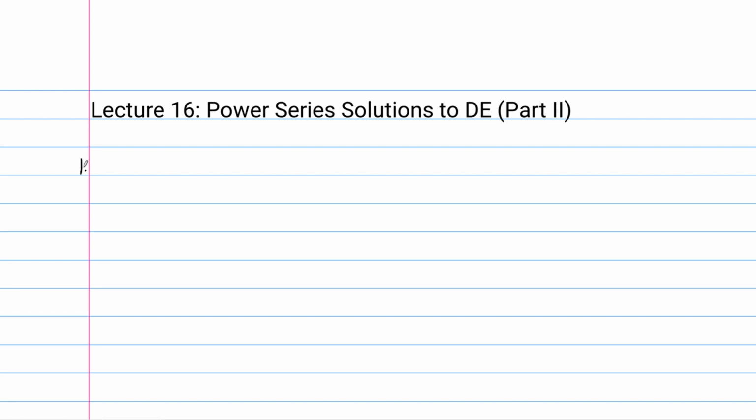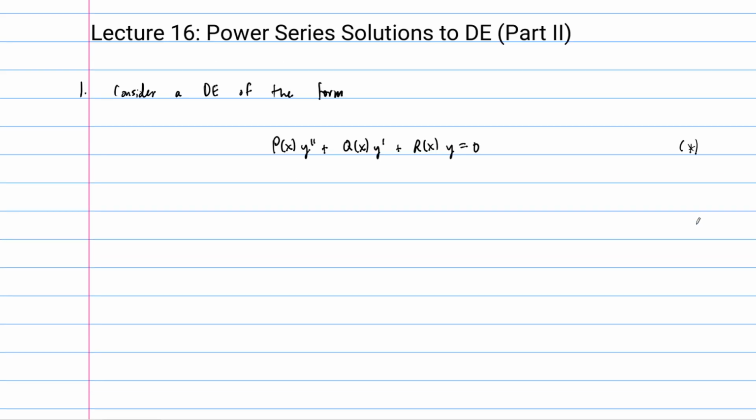So let's start this lecture by remembering the form of a general second order linear homogeneous equation. We will consider a differential equation of the form, and we'll give this equation a name so that we can refer to it later: P of x y double prime plus Q of x times y prime plus capital R of x times y equals 0. And like I said, we'll call this equation star. All right. And we want to consider this equation now near a singular point, x naught.